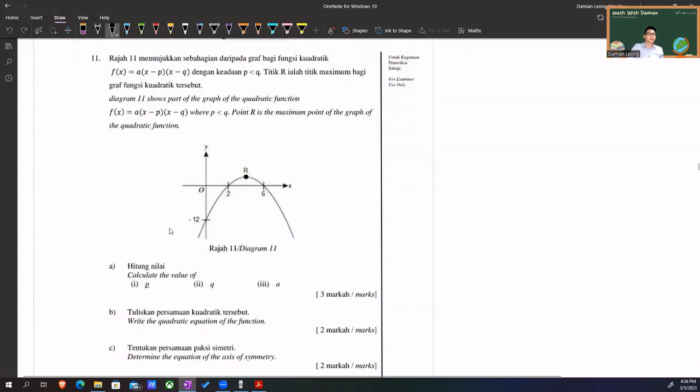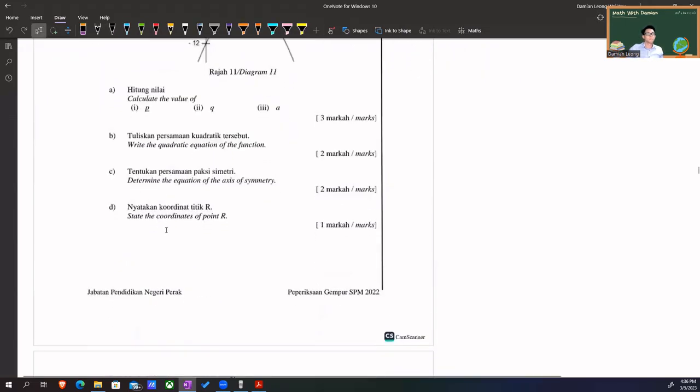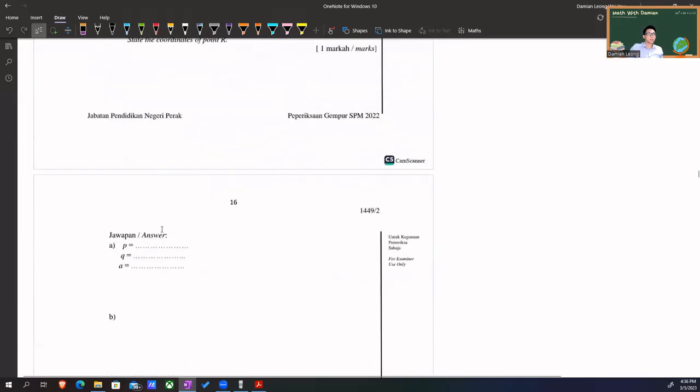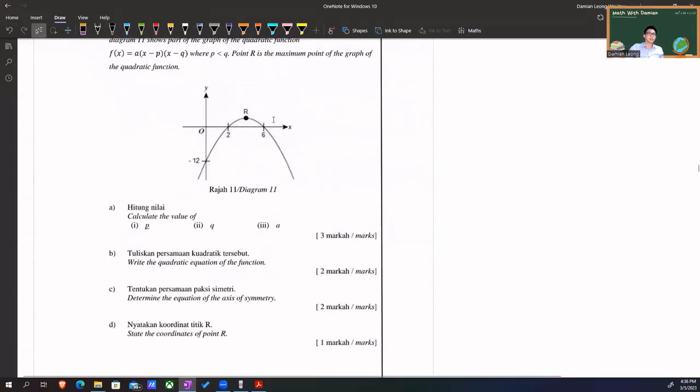I have f(x) equals a(x minus p)(x minus q), being the quadratic function here. So I want to find p, q, and a. So p and q are actually very simple. p is smaller than q. So p and q are basically the x-intercepts. So the value of p is just 2. The value of q is just 6, based on the x-intercept.